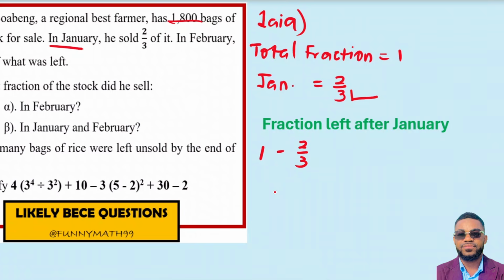So now, we have to find the LCM. Because you are subtracting, we can take this 1 to be out of 1, so that we know that they are all fractions. So we have to find the LCM for 1 and 3, and obviously, it's going to be 3. So 1 goes into 3 three times. We multiply by this 1 to get 3 here. Minus 3 goes into 3 once, times 2, that's going to be 2. So we have 3 minus 2, which is 1/3. That's going to be the fraction left after January.